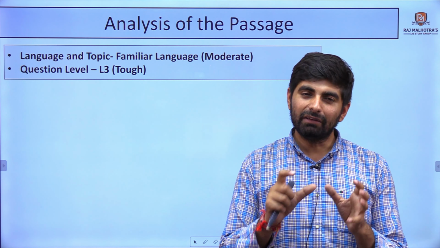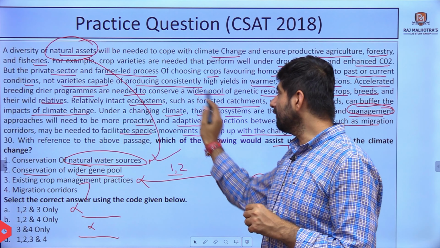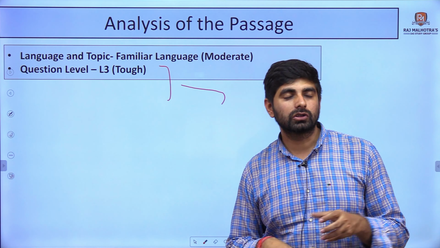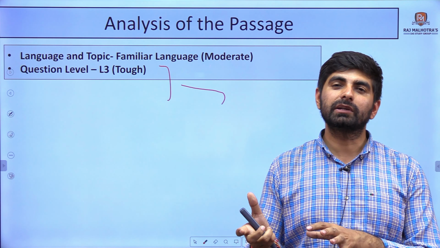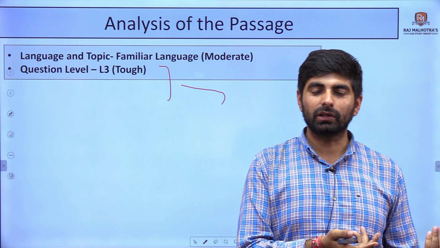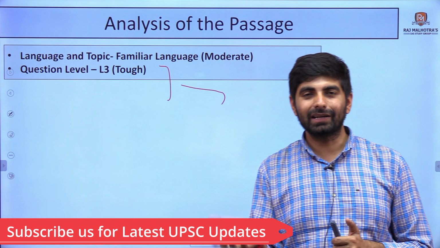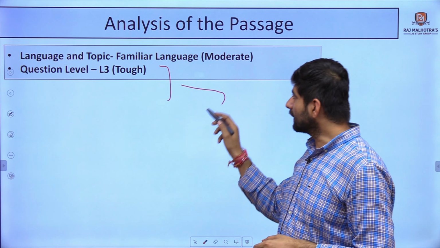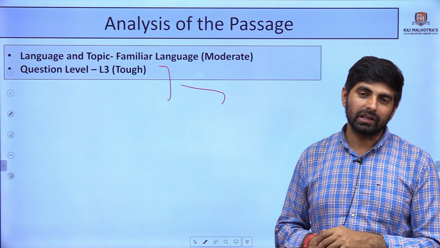Now the level of question was of level 3. Tough. Why tough? Because there were many statements given in the passage. There were 4 statements out of which we have to choose the correct one, and in that we have to use the elimination method and we have to go back into the passage as well. So in that context, I'll consider it a level 3 question.